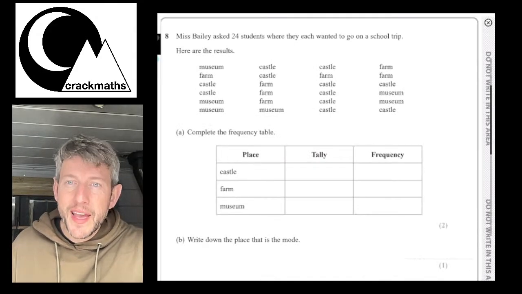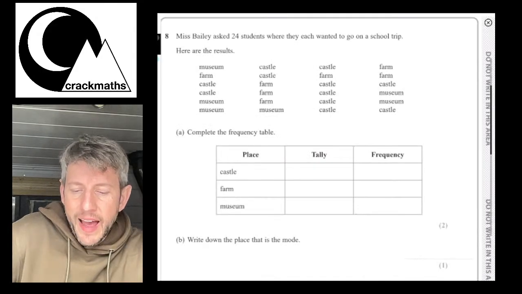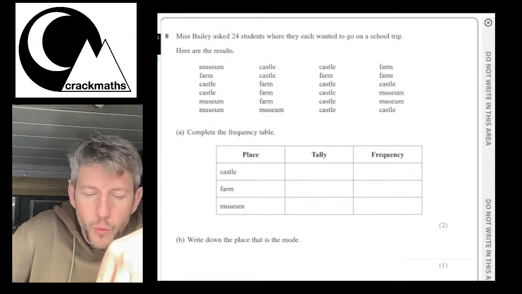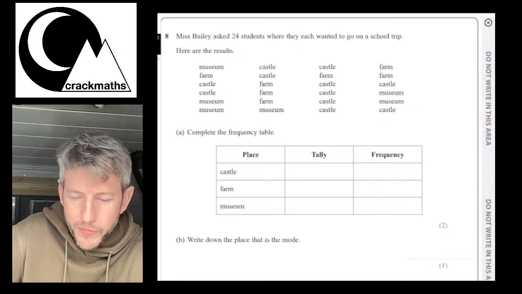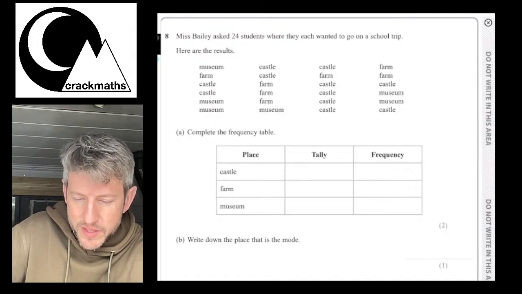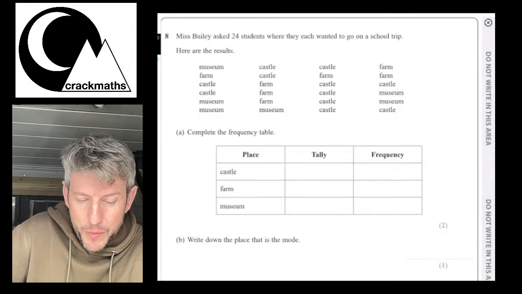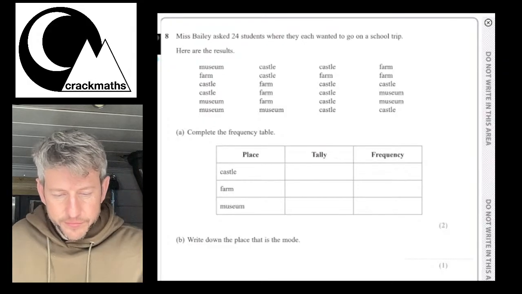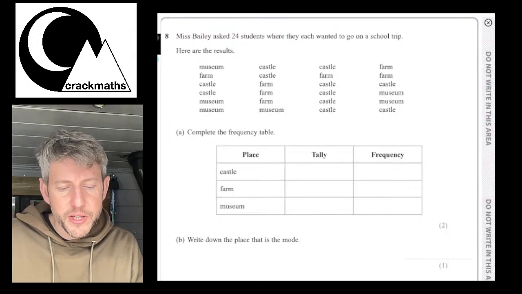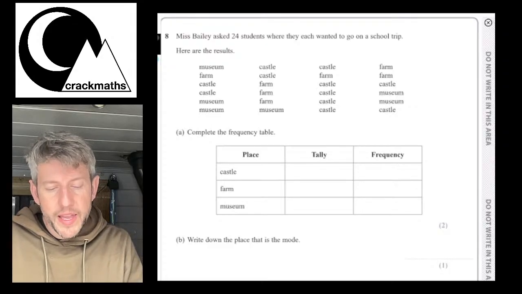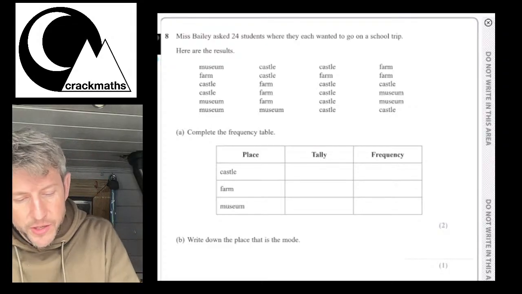So question 8 says, Miss Bailey asked 24 students where they each wanted to go on a school trip. Okay, here are the results. And we need to complete a frequency table and a tally chart. I'm going to do this by looking at it piece by piece and then just crossing them off.